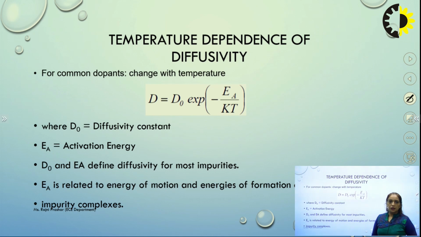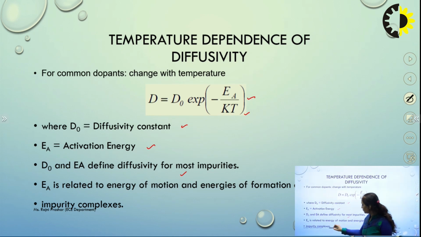Now, what is the temperature dependency of the diffusivity? For common dopants, it changes with temperature. It is given by the expression D equals D naught exponential of minus EA divided by kT, where D naught is the diffusivity constant and EA is the activation energy. D naught and EA define the diffusivity for most of the impurities, and EA is related to the energy of motion and the energy of formation of the diffusing impurity complexes, right?